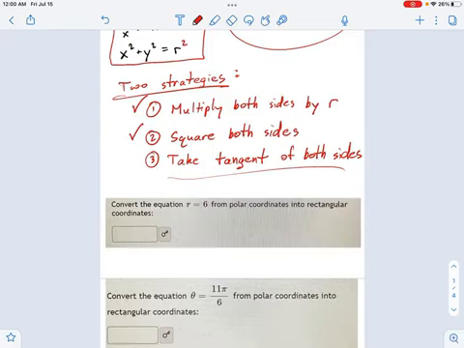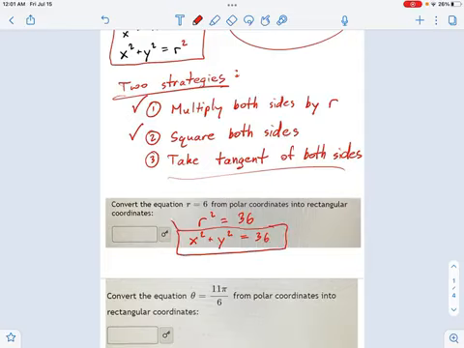What do we have here? Convert the equation r equals 6. Well, let's try squaring both sides. R squared equals 36. Hey, I like r squared. That's right over here. That's one of these equation conversions I can use. So I could say x squared plus y squared equals 36, and I'm done. That is a rectangular equation. I don't want you to think you have to say y equals.